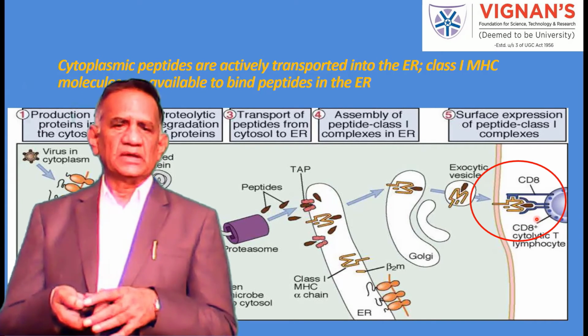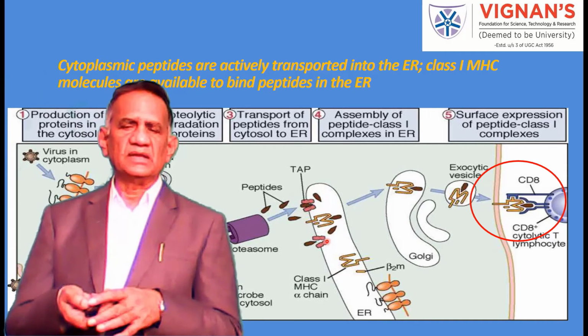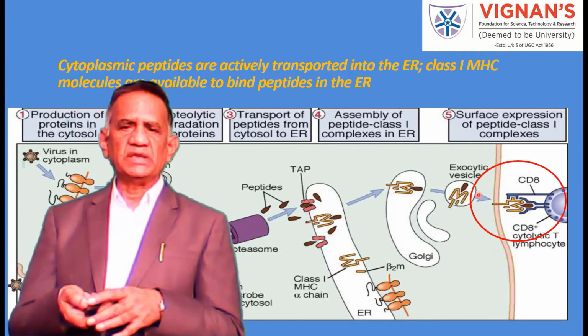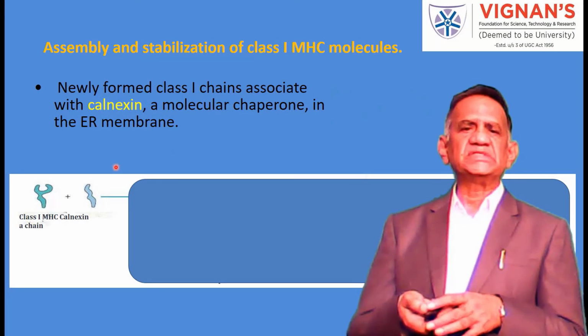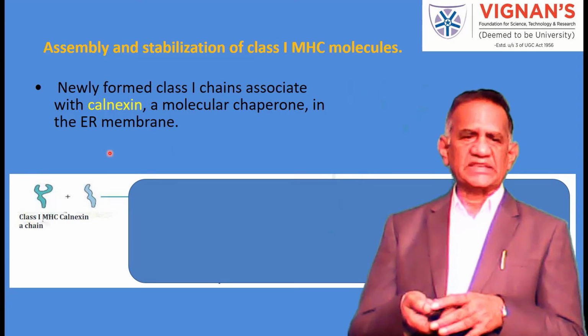So like this, the processing of the antigen coupling with MHC class 1 takes place before it is being presented to the cytotoxic T lymphocyte. Okay, next. So now let us see how the MHC class 1 molecule is assembled.